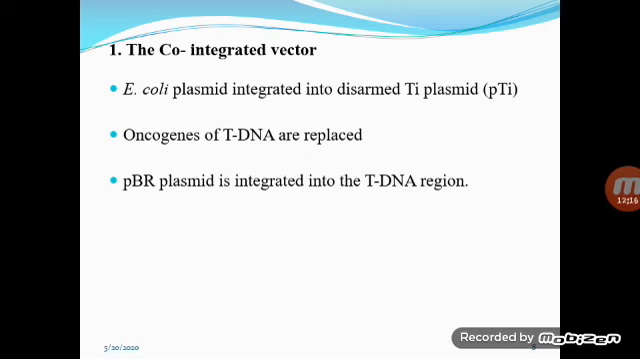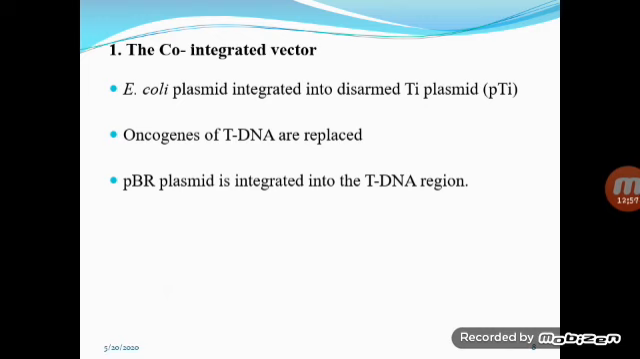The large size problem of Ti plasmid can be tackled in either of two ways using manipulated Agrobacterium vectors. The first way is the co-integrated vector. A co-integrated vector can be developed in Agrobacterium. For this purpose, a modified E. coli plasmid is integrated into the disarmed Ti plasmid. This gives rise to the co-integrate vector.